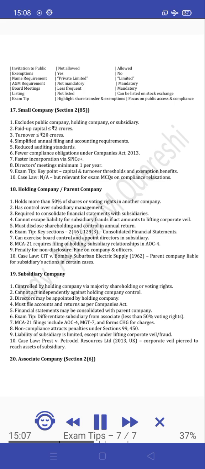7. MCA 21 filings include AOC 4, MGT 7, and Forms CHG for charges. 8. Non-compliance attracts penalties under Sections 99, 450. 9. Liability of subsidiary is limited, except under lifting corporate veil, fraud. 10. Case law: Prest v. Petroleum Resources Limited, 2013, UK. Corporate veil pierced to reach assets of subsidiary.